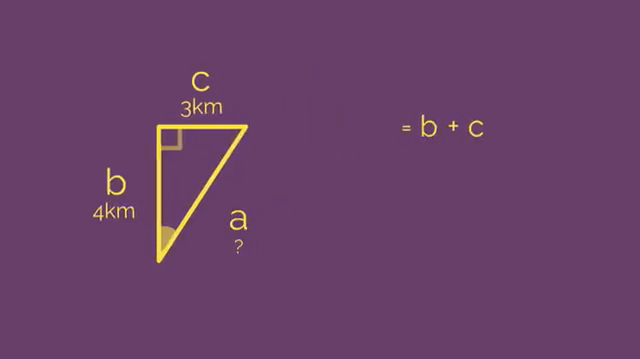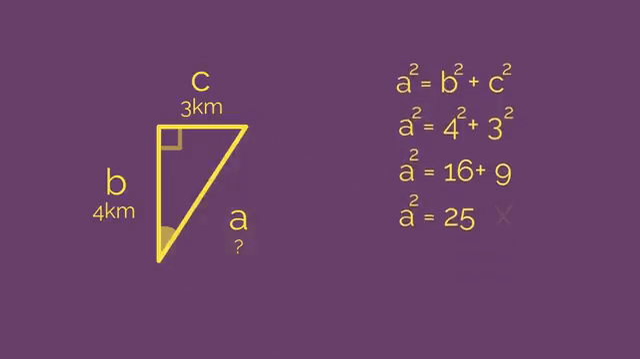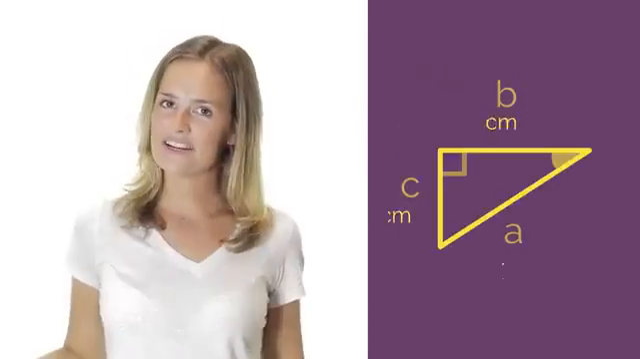And using a squared equals b squared plus c squared, substitute in the numbers and we get 4 squared plus 3 squared. So a squared equals 16 plus 9, which is 25. Now be careful, the answer isn't 25. This is just a squared, the size of the whole square. We just want a. We need to square root the answer, and so a equals 5. See how easy it is?